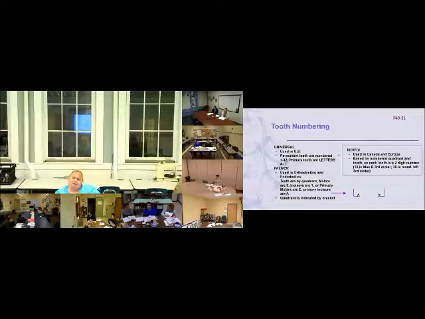The other type of numbering system is called the ISO FDI system, and that's used in Canada more than in the United States, and it's used in Europe. It's based on a two-digit system, so every tooth gets a quadrant number and a tooth number. So number 18 is not the same as number 18 in the US. Something to note is that there are different numbering systems used, and you've got to know which one you're speaking. In the US, we speak universal, 1 to 32, and A through T, unless you're in ortho or pedo, and then you've got to speak Palmer.